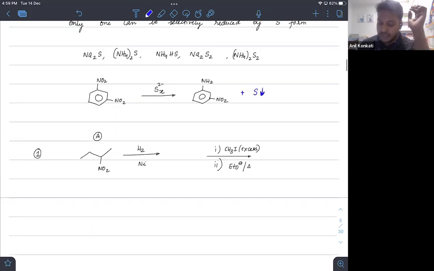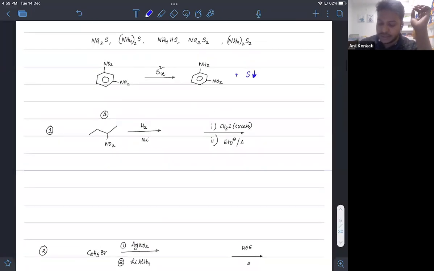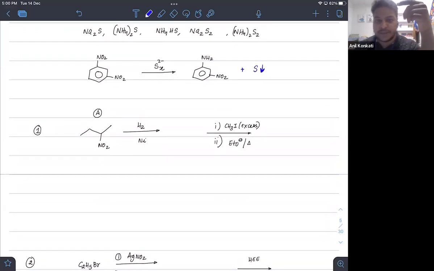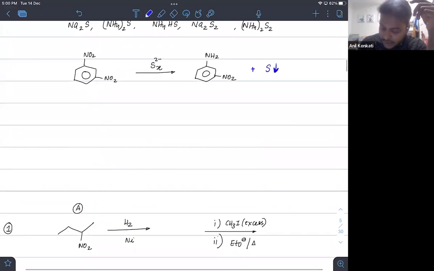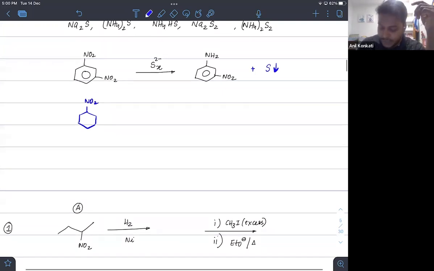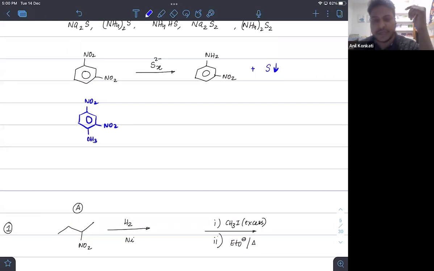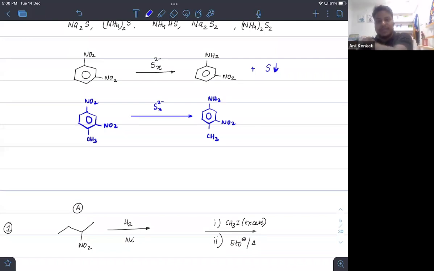Now, in case the meta position is slightly changed, or maybe one methyl group is present somewhere close to it, I'll just show you that. Write it down. So there is an NO2 group here, and we have an NO2 group here, and then methyl is present here, this way. So in such a case, the NO2 para to the methyl will be seen to undergo reduction. NH2, NO2, and CH3 would remain. So this will become the major product.